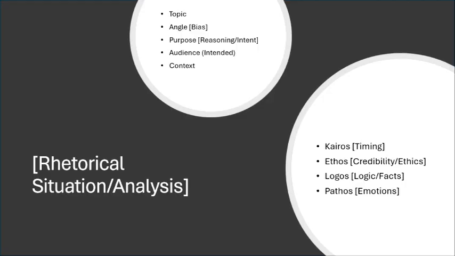Logos, logic or facts. This is if they are giving you absolutely hard data. They're saying, hey, here's a statistic about this. Hey, here's an image of this actual thing so you can see what's going on. It's the facts, things that you can verify, that oftentimes you verify through that credibility. Those two tend to work together really nicely.